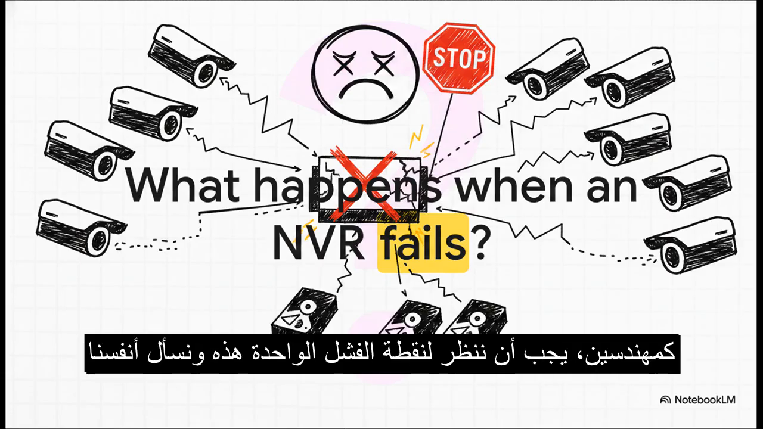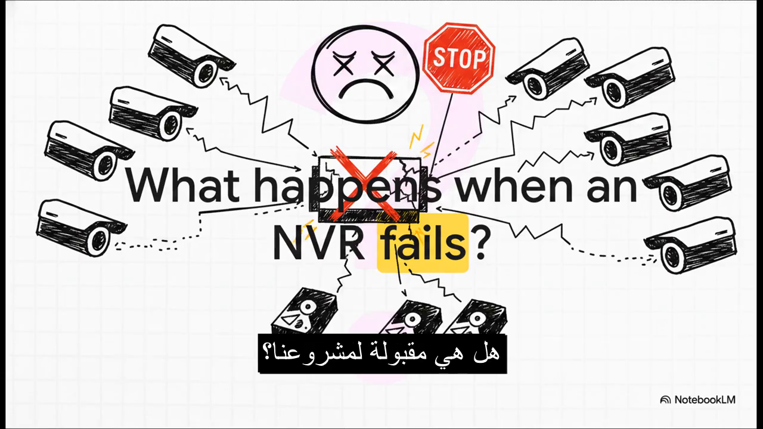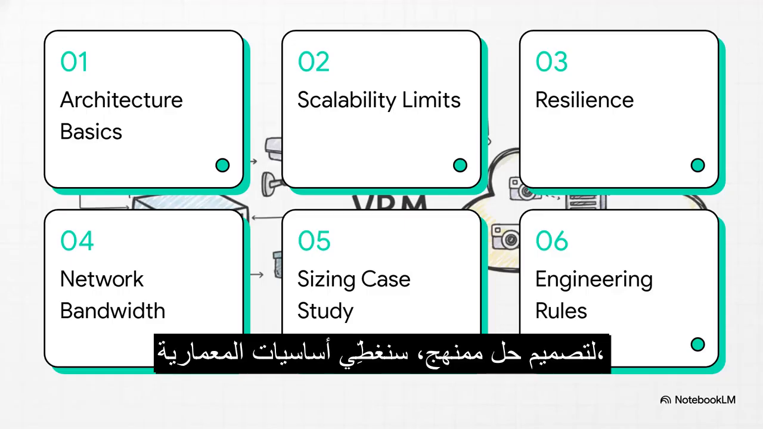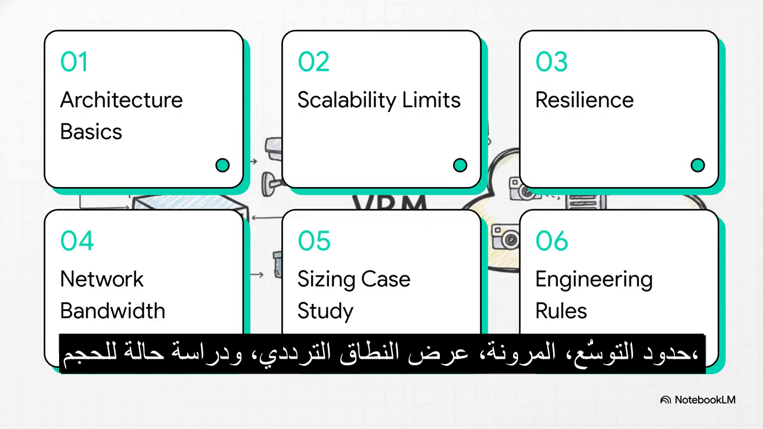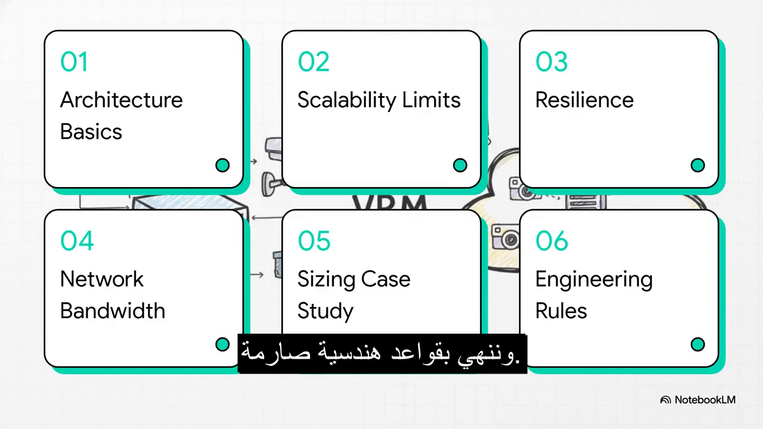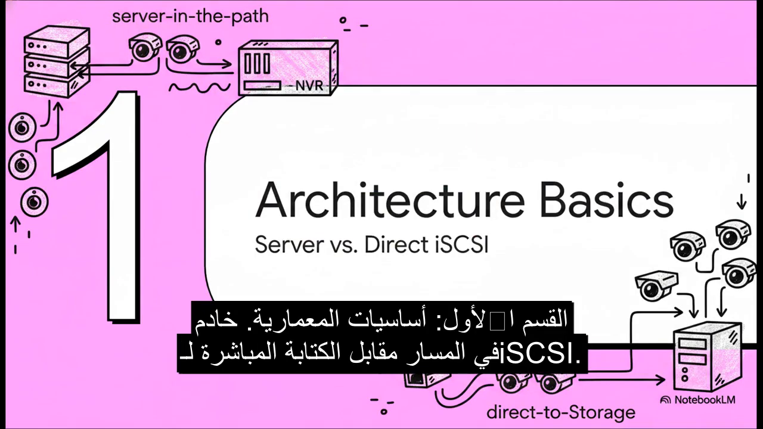As engineers, we have to look at that massive single point of failure and ask ourselves, is this actually acceptable for our project? So to systematically engineer a solution, we'll cover architecture basics, scalability limits, resilience, network bandwidth, a sizing case study, and we'll wrap up with some firm engineering rules. All right, Section 1, Architecture Basics, Server in the Path versus direct-to-iSCSI.